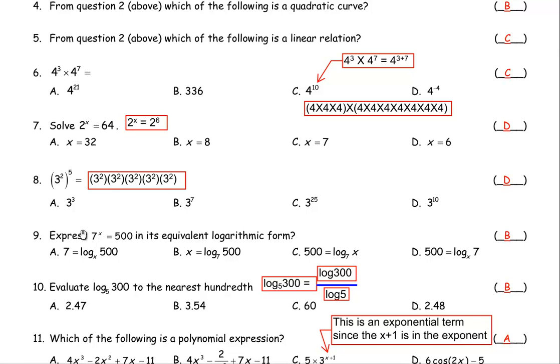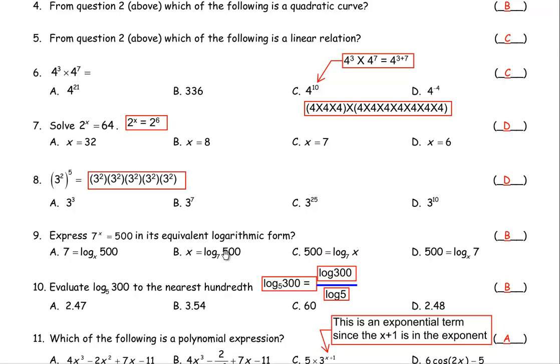Now, the base of the power is also the base of the logarithm. So it's logarithm base 7. Now, C also has a logarithm base 7, but the exponent, the x here, is what the logarithm's equal to. So x equals the logarithm base 7 of the other number, the 500.